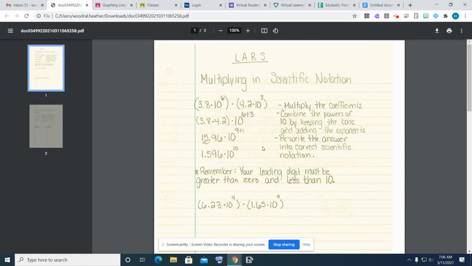We then will rewrite the answer into correct scientific notation. So remember, to be in correct scientific notation, our leading digit, the digit in front of the decimal, can only be one digit, and it has to be less than 10 and greater than 0. To make this number less than 10, I have to shift my decimal one place to the left. And when I shift it to the left, following LARS, I add to the exponent. So I went one left, I add 1 to my exponent. That gives me 1.596 times 10 to the 10th.